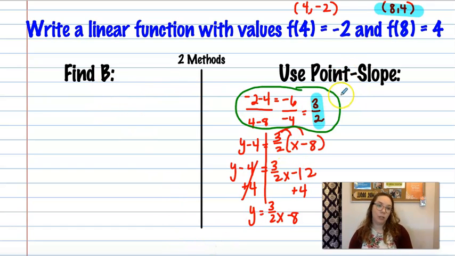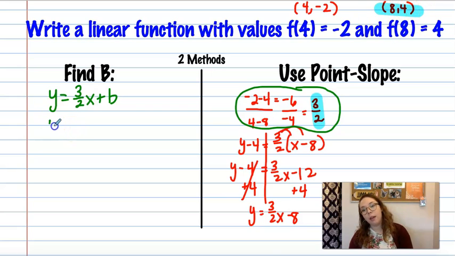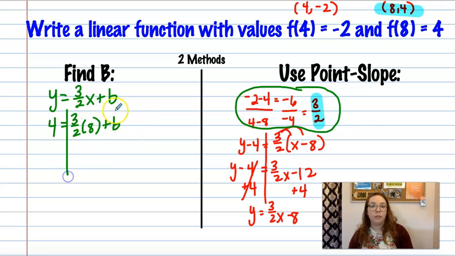But now that I have my slope and 2 points to choose from, I can use my slope-intercept formula where I know the slope is 3 halves. And I can use one of my points. So let's say I use (8, 4) again. And I can plug in 4 for y and 8 for x. And I can solve this to find b.